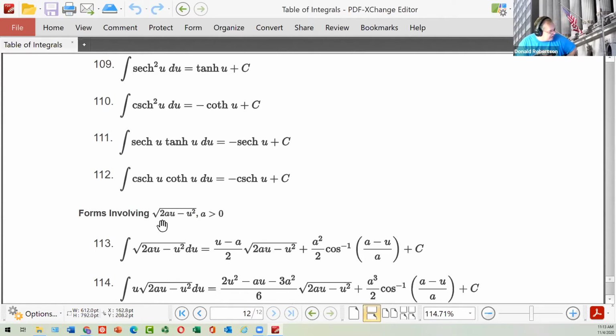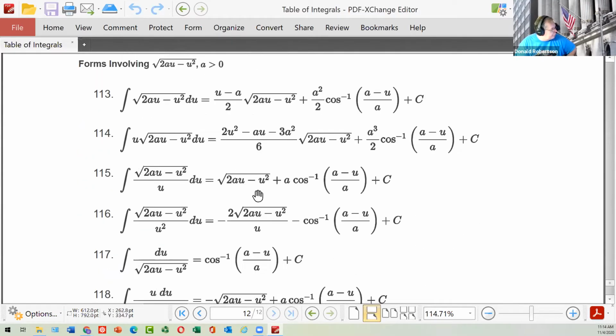Can you see that guy has got a something take away x squared kind of look to it? And so I am looking for the one that looks closest to mine, and can you see it's 113? Now I'm going to write down what that guy looks like, and then we're going to return back to my piece of paper.